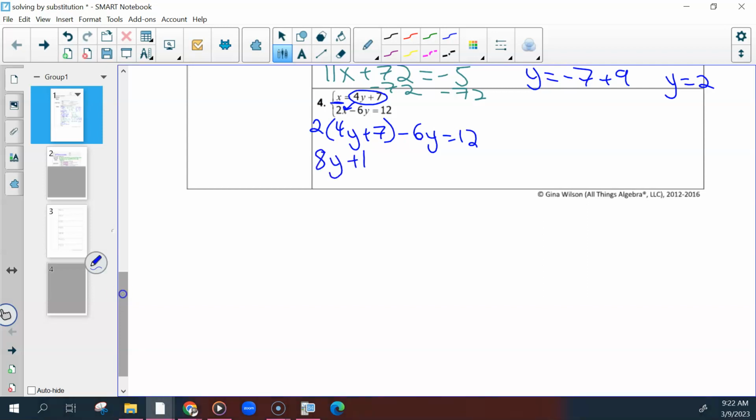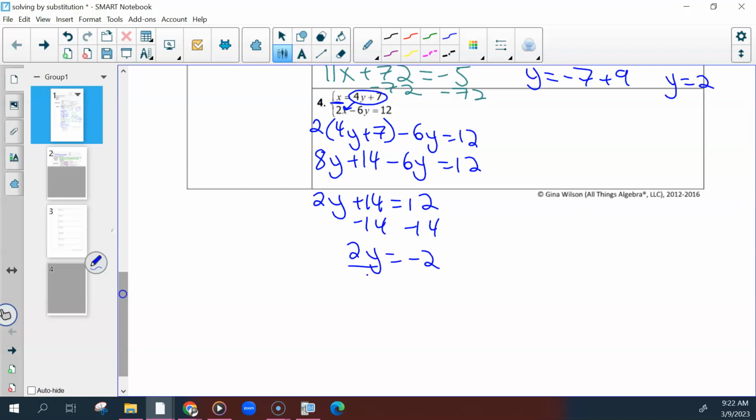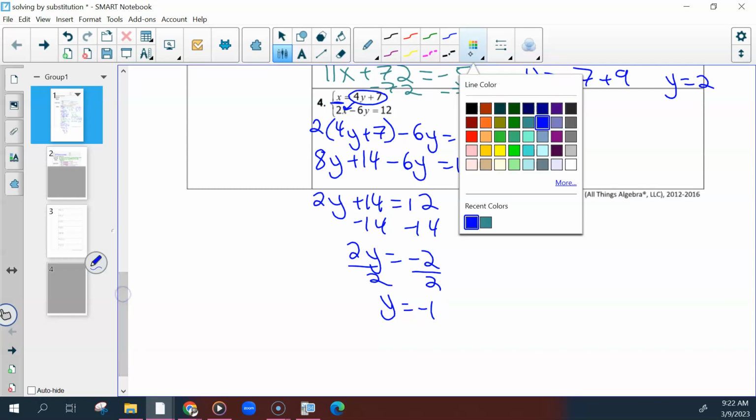So 8y plus 14 minus 6y equals 12. Combine your like terms to get 2y plus 14. Get rid of 14. And divide both sides by 2. Then just like before, we solved for y this time, so we're going to put that back in.